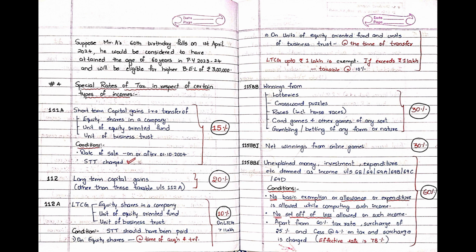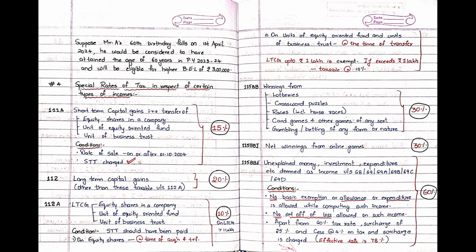Okay. Next income is winnings from lotteries, crossword puzzle, races including horse races, card games and other games of any sort, gambling, betting of any other form or nature. On such winnings, 30% tax is charged. Under Section 115BB, winnings from lotteries, crossword puzzle races including horse races, card games and other games of any sort, gambling or betting of any form or nature is taxable at the rate of 30%.